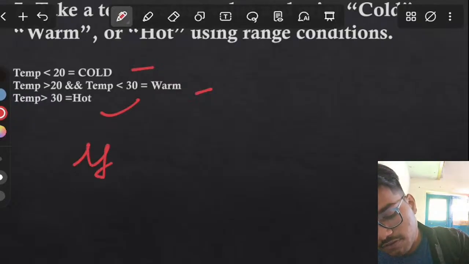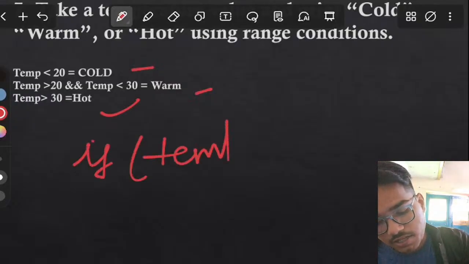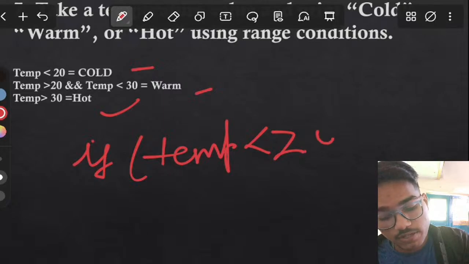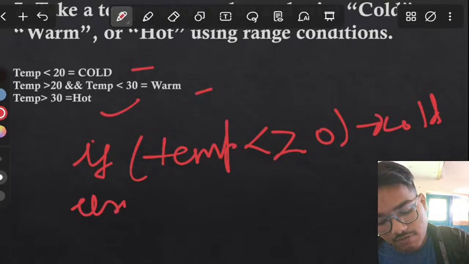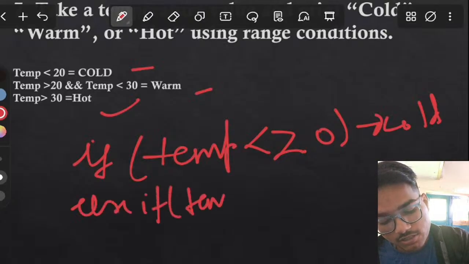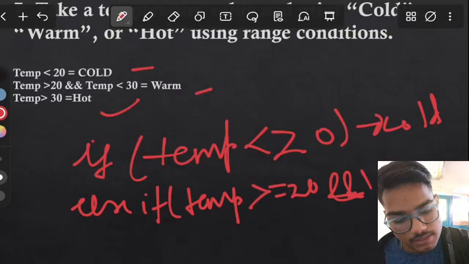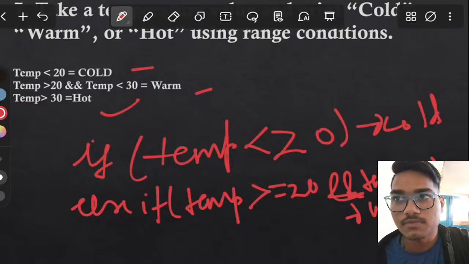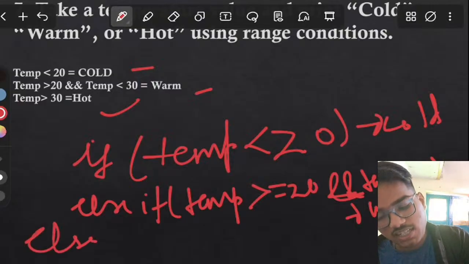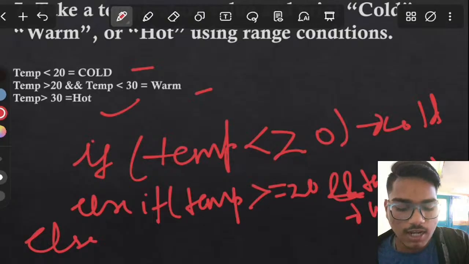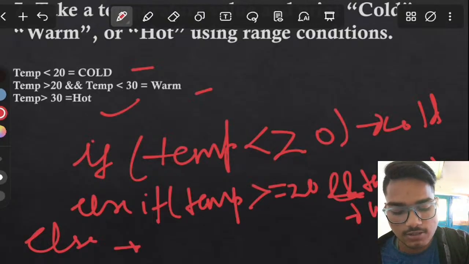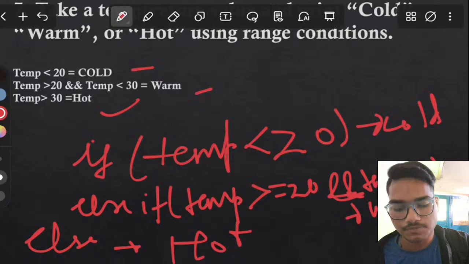So if the temperature is less than 20, we can say it is cold. Else if temperature is greater than or equal to 20 and temperature is less than 30, we can say that it is warm. And else if both the conditions are false, then the last condition is going to be true, that is the temperature is hot.